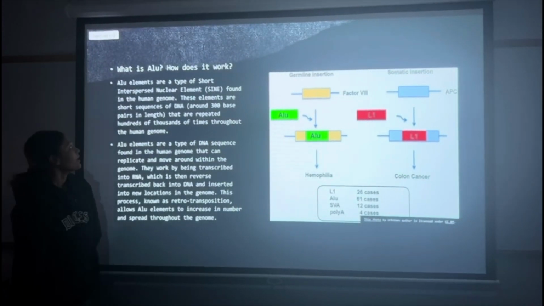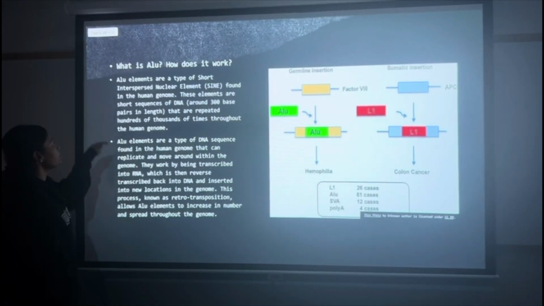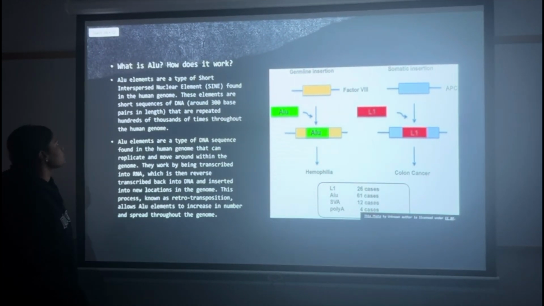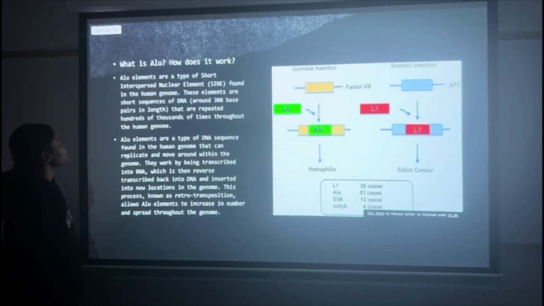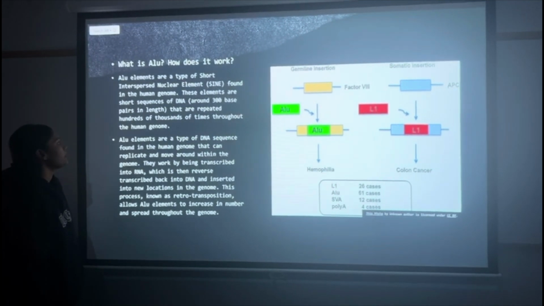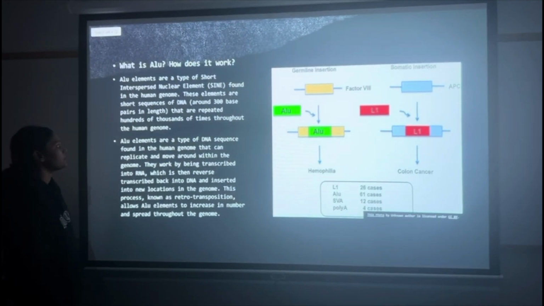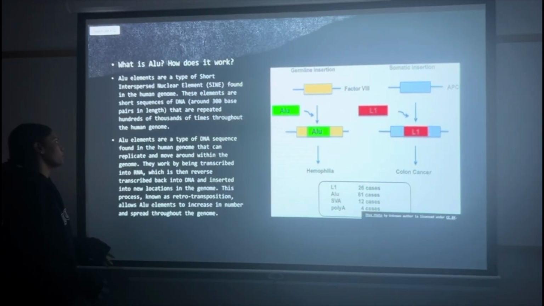So what is ALU and how does it work? ALU elements are a type of short interspersed nuclear element, also known as SINE, found in the human genome. These elements are short sequences of DNA, around 300 base pairs in length, that are repeated hundreds of thousands of times throughout the human genome.